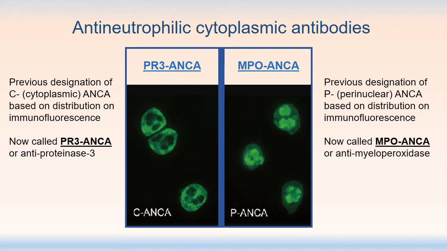And if you don't know your ANCAs, it is definitely something that you need to be familiar with. Now, we used to call these C-ANCA and P-ANCA, and what they stand for is the cytoplasmic pattern or the perinuclear pattern you see on immunofluorescence. Now they have been named PR3-ANCA, or antiproteinase 3, or MPO-ANCA, or anti-myeloperoxidase, because these are more specifically talking about the antigen that is reacting in these particular ANCAs. So again, C-ANCAs are now PR3-ANCAs, and P-ANCAs are MPO-ANCAs.